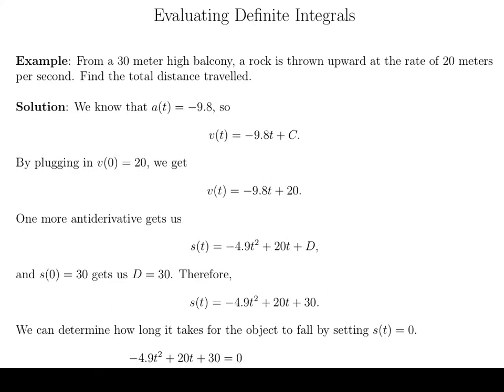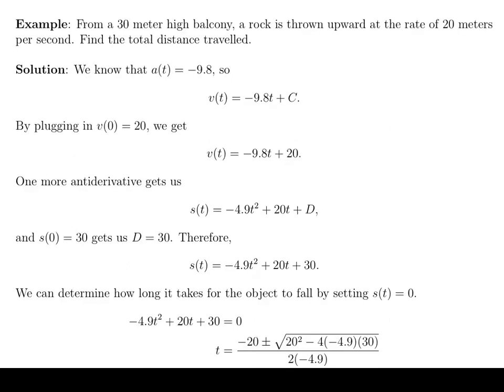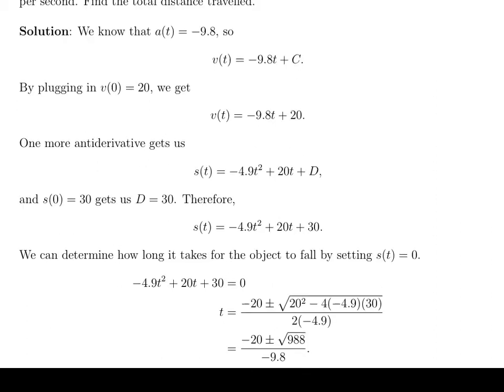All right, well, let's first figure out how long it takes for the object to fall to the ground. So all we do is we set the position function equal to 0 and solve for t. We just plug everything into our handy-dandy quadratic formula. We get this messy-looking expression. That cleans up a little bit. The radicand comes out to be a nice whole number, 988.